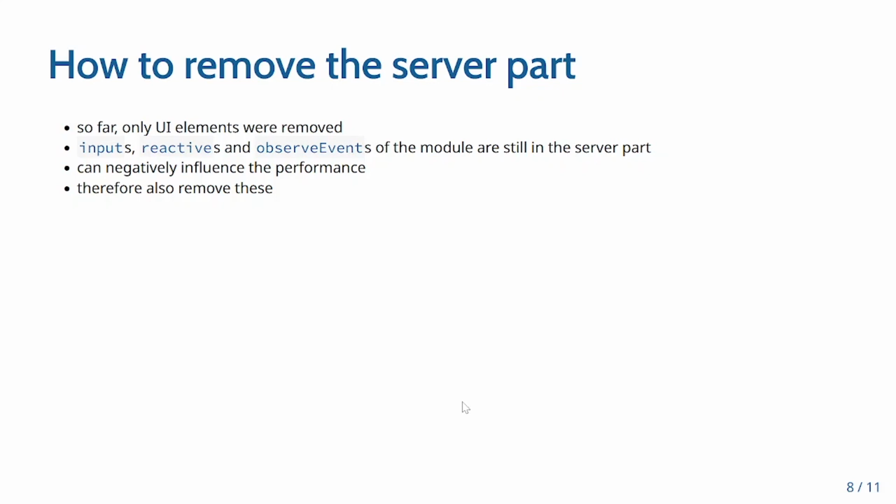Basically just remove the UI elements. However, on the server side, we still have values in this input variable of Shiny reactors, and there can also be some observe events still listening in the server part. And if they keep accumulating because you dynamically add more modules, remove them, add again even more modules, they add up and can negatively influence the performance. So it is recommended to also remove these.